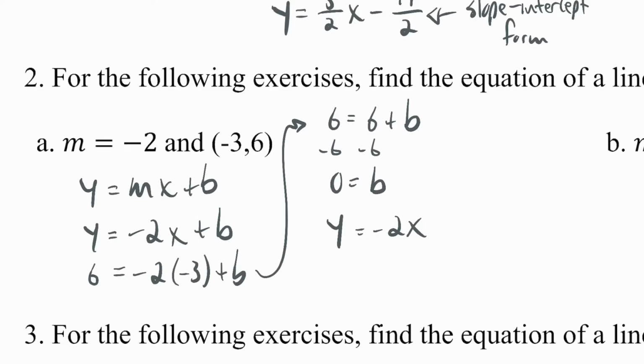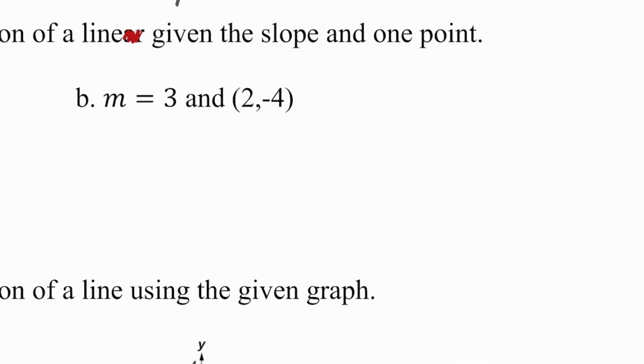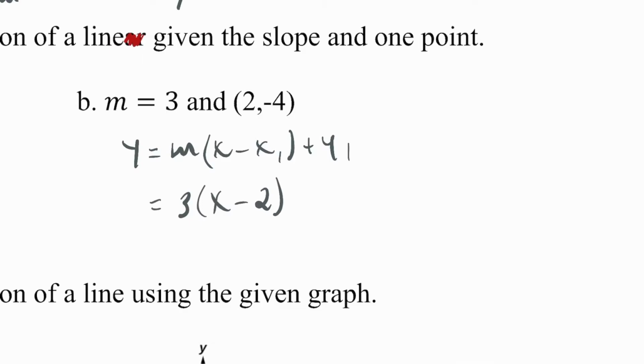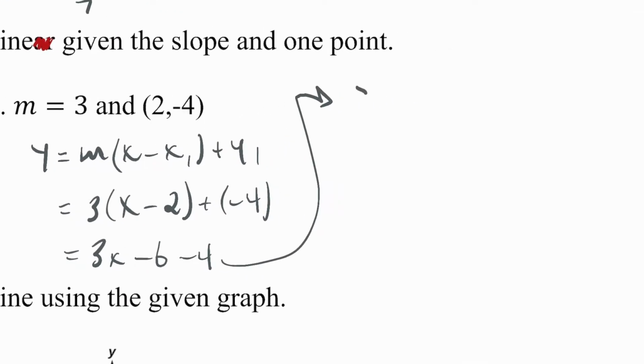Okay. So let's do the other example and actually use the point slope form. So y equals m times x minus x1 plus y1. And I just plug in the numbers. Plug in 3 for m, plug in 2 for x1, plug in -4 for y1. So I will have 3 times x minus 2 plus -4. So distributing, I'll get 3x minus 6 minus 4. Running out of space here, so I get y equals 3x minus 10.